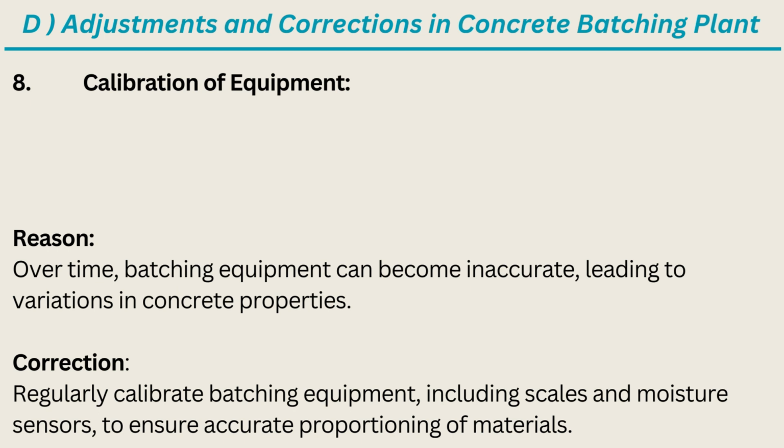8. Calibration of equipment. Reason: over time, batching equipment can become inaccurate, leading to variations in concrete properties. Correction: regularly calibrate batching equipment, including scales and moisture sensors, to ensure accurate proportioning of materials.